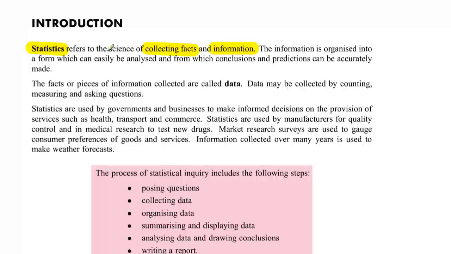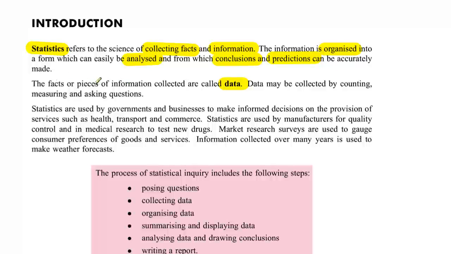Now, the important thing to remember about this is that data that is collected, we'll see this down here, only becomes information once it has been organised. So information is organised data, if you like. If you just have lots of numbers, it doesn't mean a lot. But as soon as you organise it in some way, it becomes information. So information is organised into a form which can easily be analysed, and then conclusions can be drawn, predictions can be made, and it becomes very, very helpful. So collecting data and creating information helps us to make predictions and to use the information in an important way.